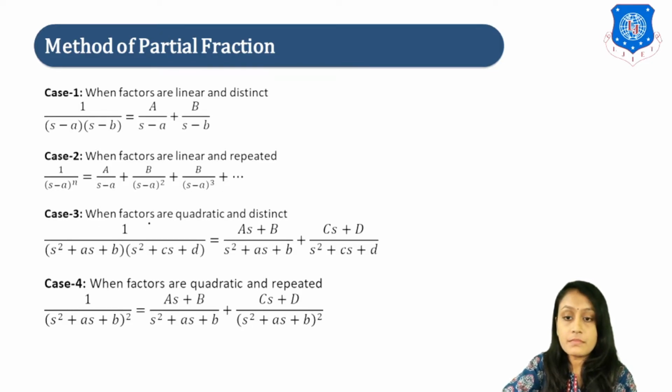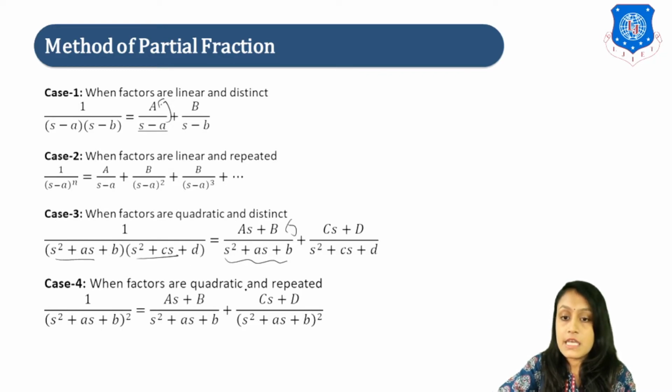Now if we have a quadratic and distinct factor, where the highest power of s is 2, this is known as quadratic. And we have two distinct factors, so we can write it like this: As plus B upon this term, plus Cs plus D upon this term. So whenever we have a linear term, we will write a constant above it. If we have a quadratic, we will write a linear term above it. Then we'll find these constants A, B, C, D, substitute them, and then we will find the Laplace inverse.